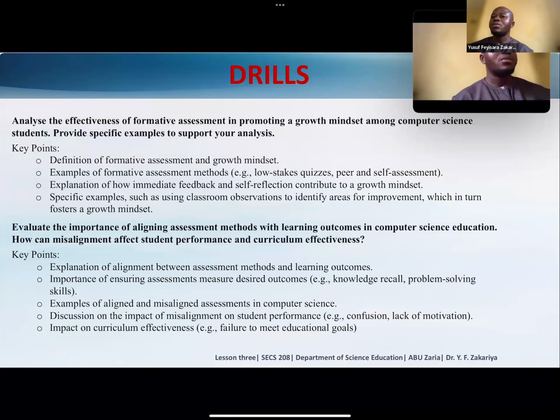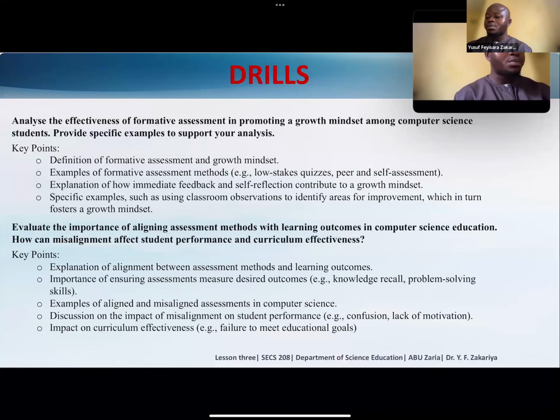Discussion on the impacts of misalignment on student performance. Can you see it now? I said you need to pick the implication of misalignment on student performance, then on curriculum effectiveness. And curriculum is not effective if it does not meet the educational goals. This is the trouble that we are facing now in almost all the universities in the country. Students will be prepared for 4 years, and at the end of the day, they will get to the labor market, and there will be a mismatch between what they were taught and what they are going to do in the industry. So that means the university is not preparing the student enough to achieve the educational goals. So they are failing, and one of the reasons could be this misalignment.